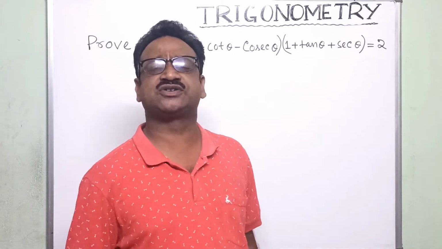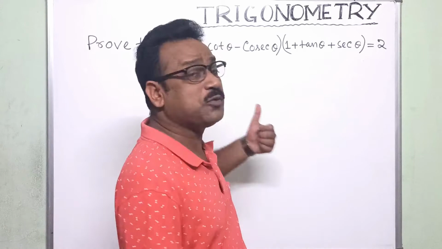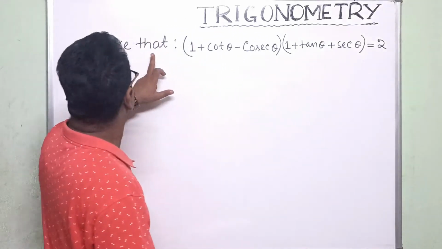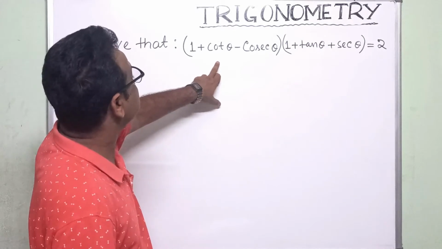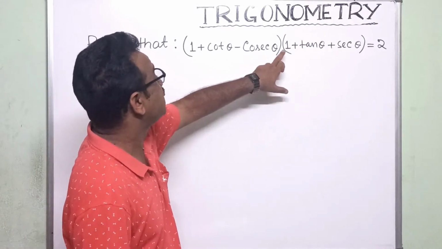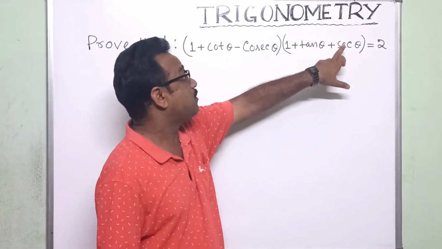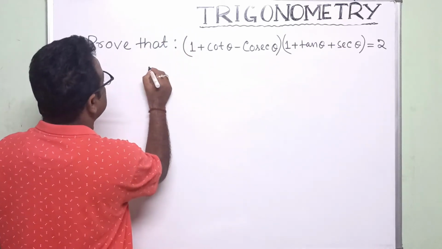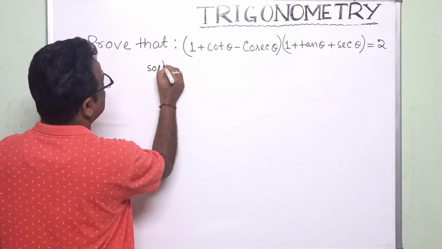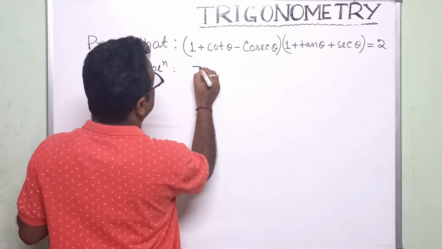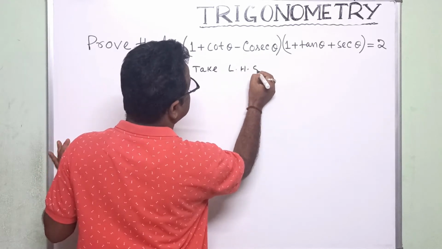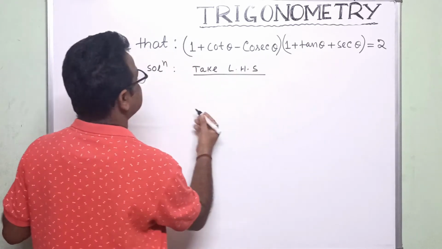So today we will discuss the proof of some identity questions. So let us see. (1 plus cot theta minus cosec theta) into (1 plus tan theta minus sec theta) is equal to 2. So, solution. Take LHS. We'll take LHS and we'll prove RHS.